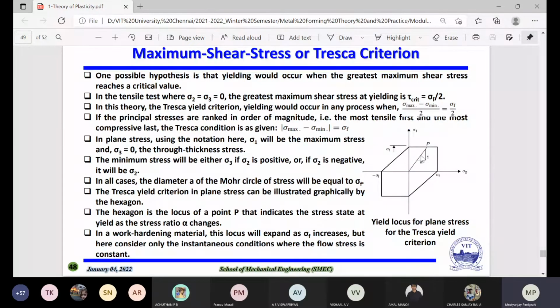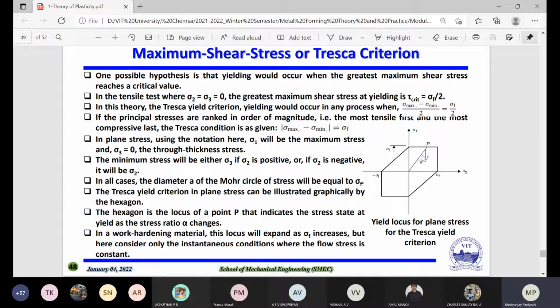So the next slide is the maximum shear stress, or the Tresca criteria. We have almost covered the hydrostatic stress and the deviatoric stress, but now if you want to calculate the maximum shear stress, or the Tresca criteria, how much will it be? If you see the schematic diagram here, it is the yield locus for the plane stress for the Tresca criteria.